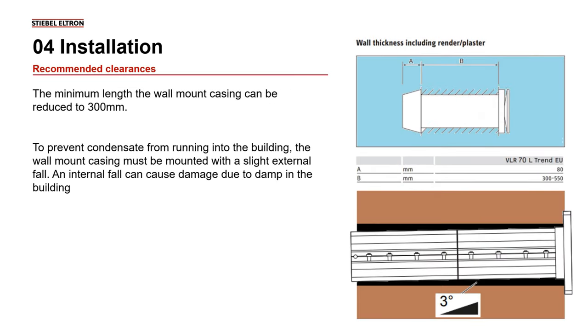The VLR 70L Trend EU fan unit has a length of 580mm. If this needs to be reduced for your property, you can cut the duct down to size, but we advise a minimum length of 300mm. Whenever installing the VLR 70L Trend EU through the external wall, always leave a 3-degree angle. This allows for any condensate to drain out the external vent.